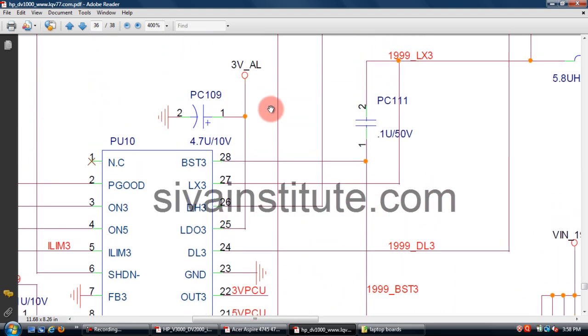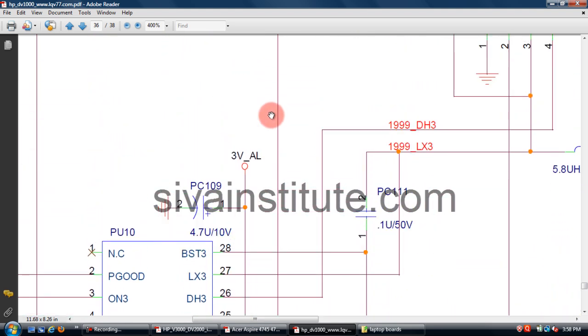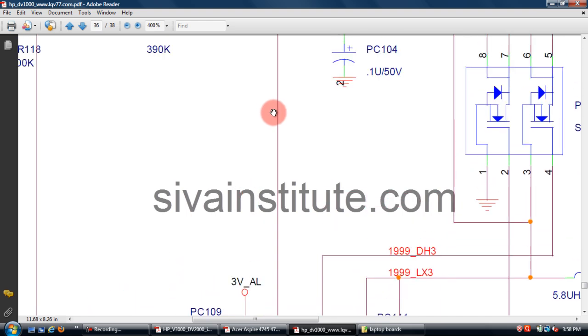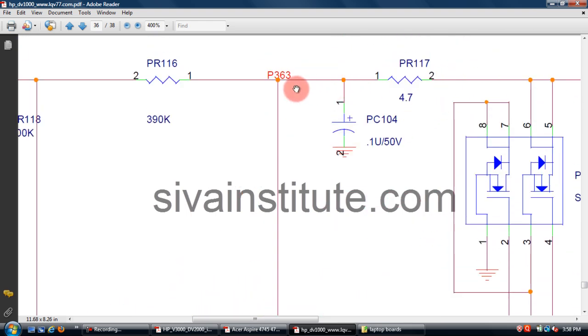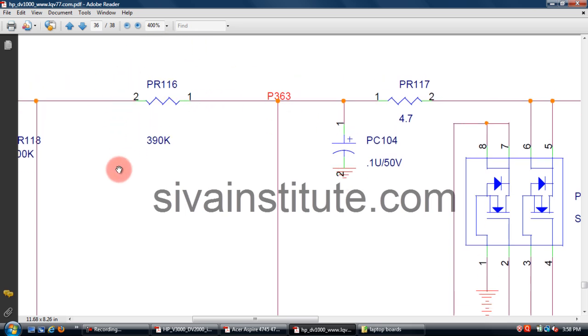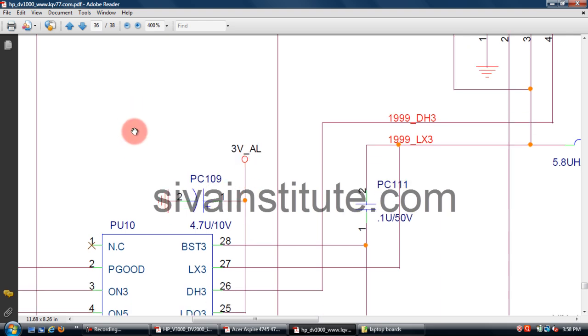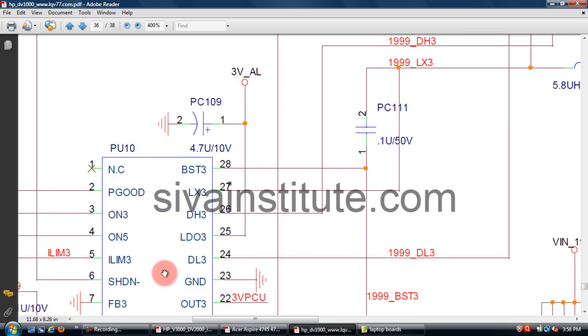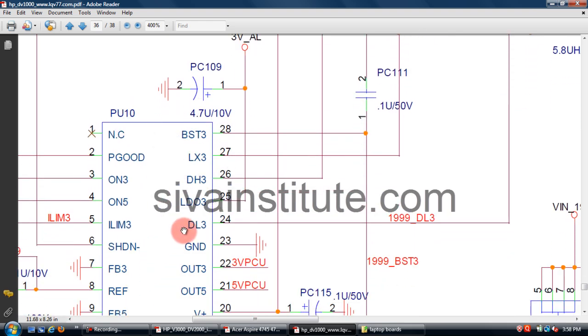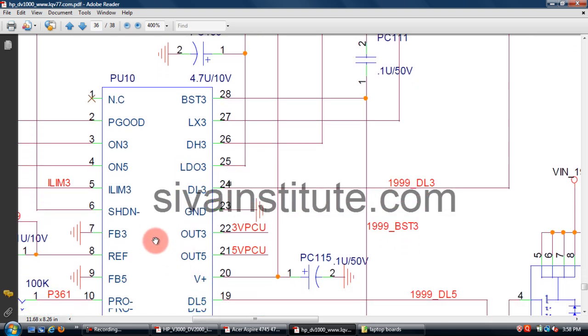See here, this is a very important pin. The same voltage goes through this resistor to the shutdown pin. After this, the voltage will come out. So there are 4 types. If not, the 5 volts and 3.3 volts will not be present at the output. You should check 4 types.